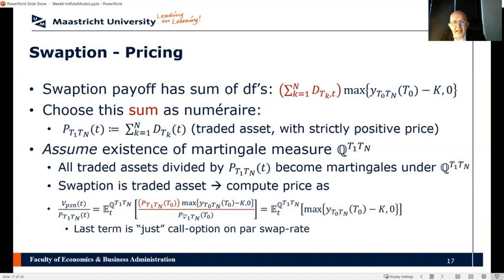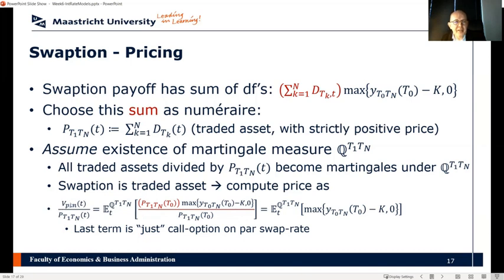And by this clever choice of numeraire, my option calculation, or my expectation calculation, is like a normal call option on the par swap rate. So if I assume a probability distribution for the par swap rate, I am basically in business because I can now evaluate this call option payoff, y minus k, positive part.